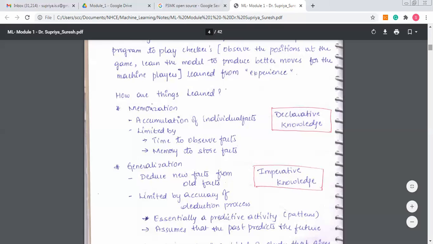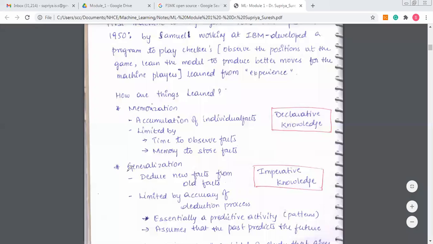Okay, so it's an accumulation of individual facts, and it is limited by the time to observe facts and the memory to store facts. The second point that I'm going to discuss is generalization. When I say generalization, it means deducing new facts from old facts. It is imperative knowledge, okay. So I would have some old knowledge, some previous facts about it, and I'm going to come up with new things by considering my older ones. For example, in case you're cycling, you would never forget how to cycle, or you would never forget how to drive a four-wheeler if you have learned it. Maybe you will improvise yourself, but when you start getting to know how you have to balance yourself, and when you have to pedal, and when something is coming obstructively towards you, you start applying your brakes, you know the fact.